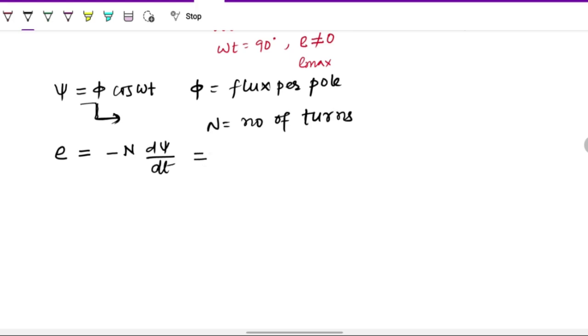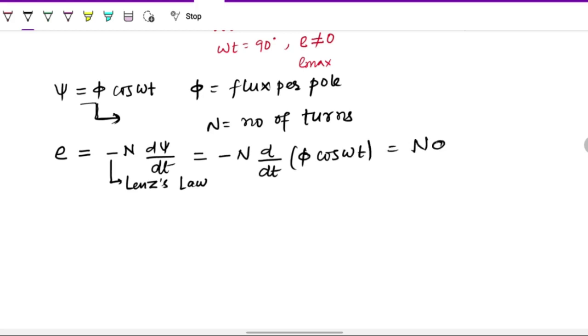So putting the value of psi here, we will be getting, and minus signifies the Lenz law, that is, the generated EMF will oppose the cause, which is the variation in the flux density. Upon simplifying, we'll be getting N d/dt of phi cos omega t. So we'll be getting N phi omega sin omega t.